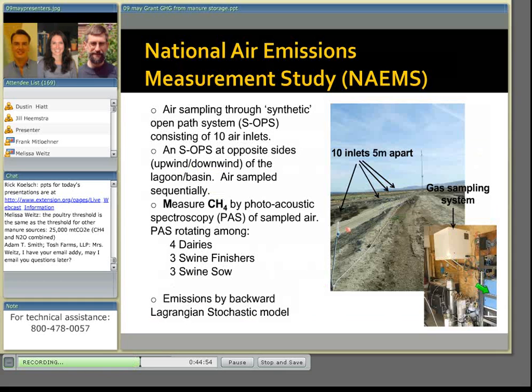And for the methane measurements, as Frank had described, we're using the photoacoustic spectroscopy method, actually an INNOVA 1412. Because of the cost of that instrument, we are rotating our instrument between this group of farms here, dairies and swine operations, and so we're not getting an annual basis of measurements, but we're sort of getting snapshots of the measurements at various locations. Those gas measurements are then related to the wind to come up with estimates of the emissions from the lagoons.